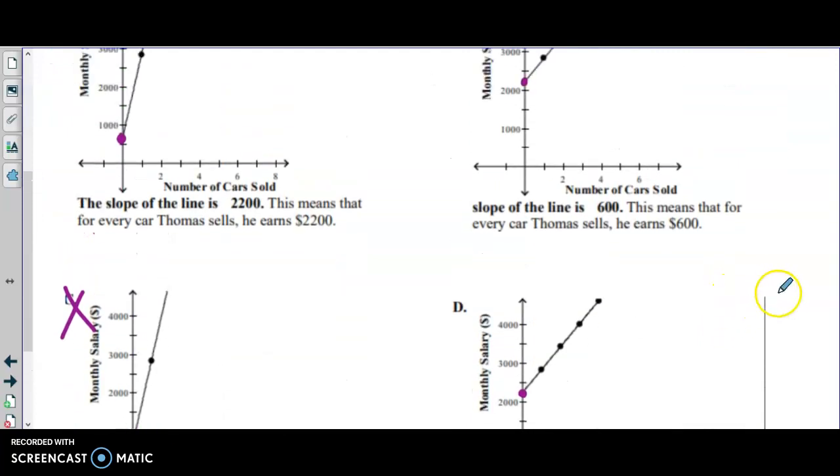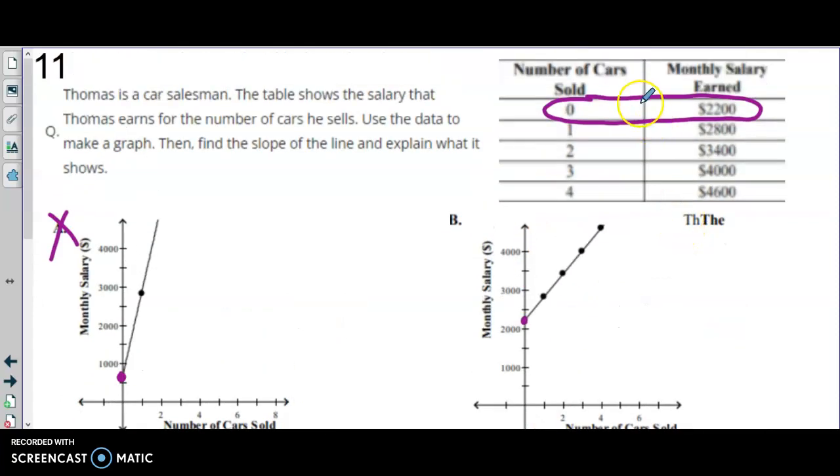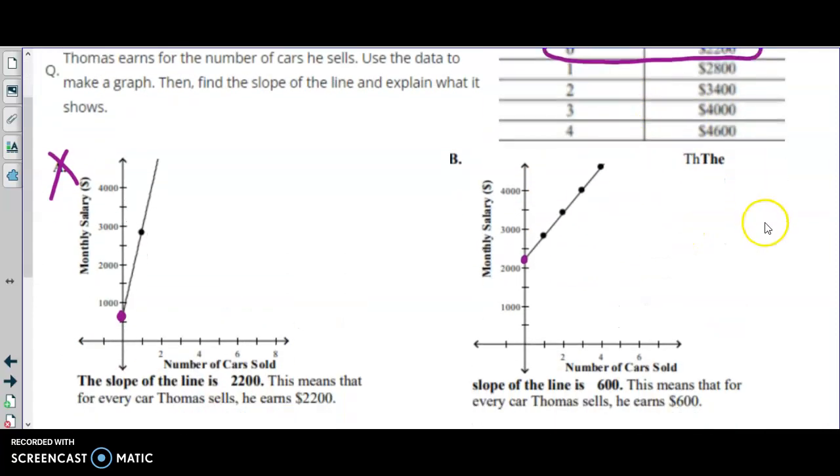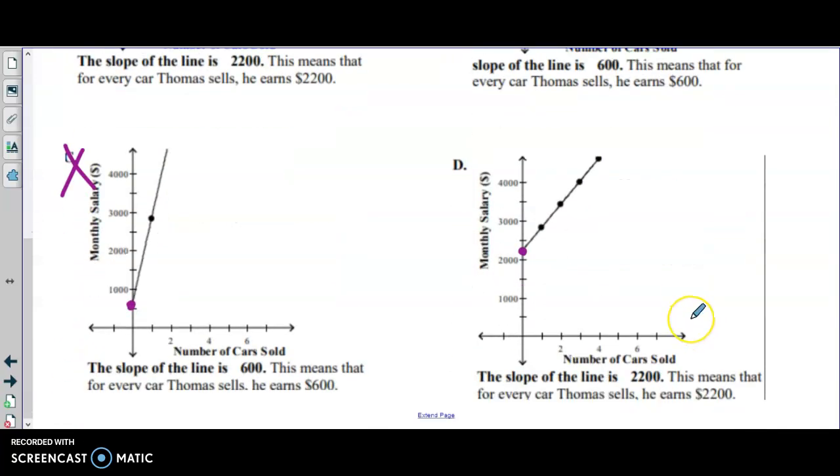And if you look at these, sorry you can't see it on the same screen, but they're actually both plotted the exact same. They plot all these points perfectly. So then we just need to look at what it says. Here it says, slope of the line is 600. This means that for every car Thomas sells, he earns $600. All right, and then down here it says, the slope of the line is 2,200. This means that for every car Thomas sells, he earns 2,200.